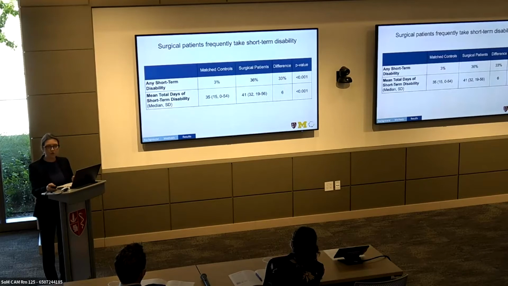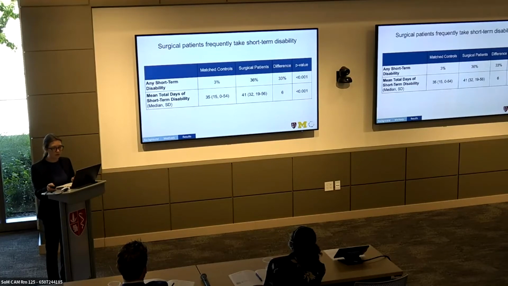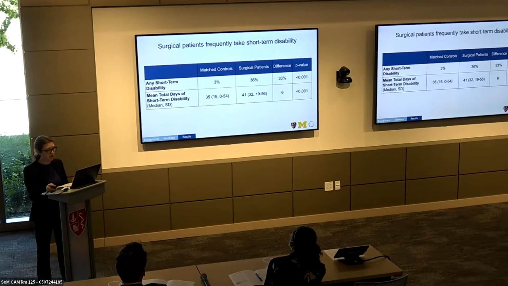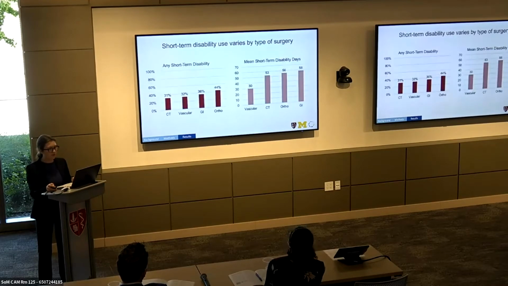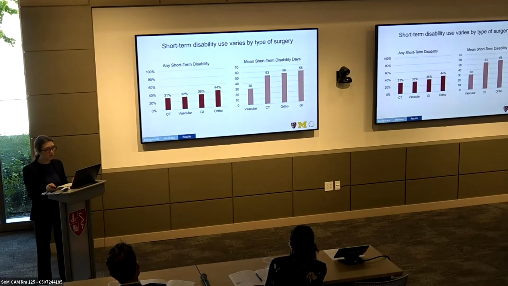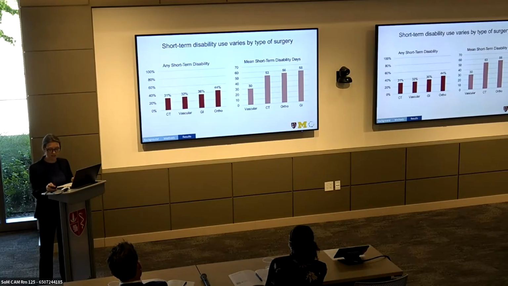We also found that surgical patients frequently take short-term disability in the 6 months after their surgery, with 36% of surgical patients having taken any short-term disability compared to 3% of their controls, or about a 10-fold increase in taking any disability. And surgical patients took a mean of 41 days of disability. We then examined short-term disability use by the type of surgery, and again found that orthopedic had the highest use of any disability, but GI surgery had the greatest mean days of disability at 58 days.